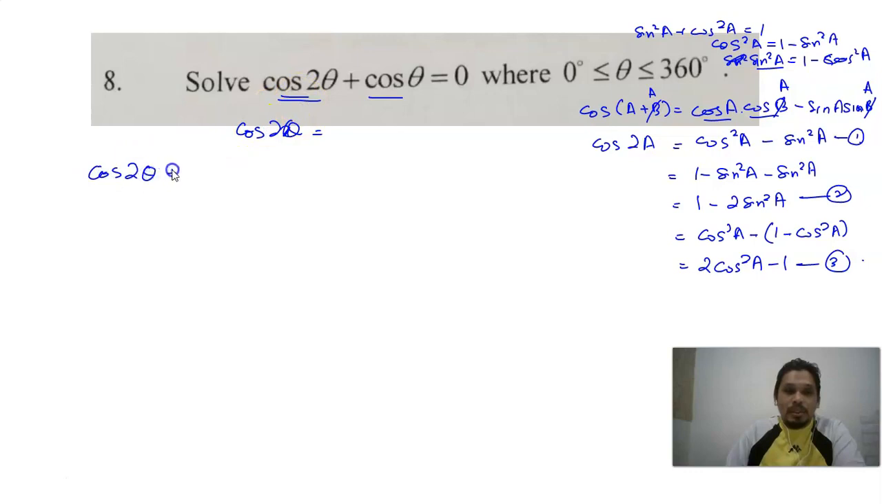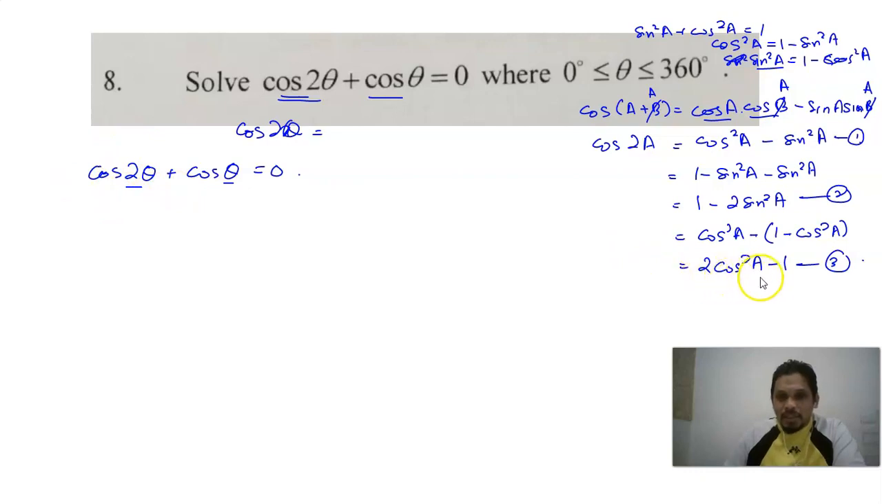Cos 2 theta plus cos theta equal to 0. This is an equation, and we need to elaborate so that every single term of this equation will either all be with a cos or all with a sine. So right now we got cos 2 theta and cos theta, different angles, so we cannot simply factorize and do something else. Then we need to come up with this cos 2 theta.